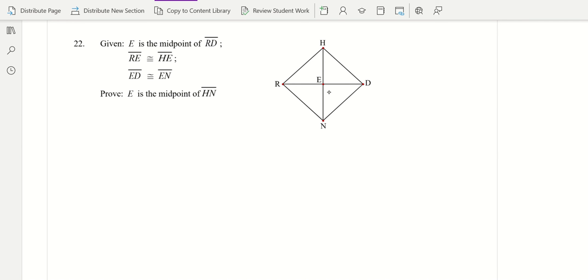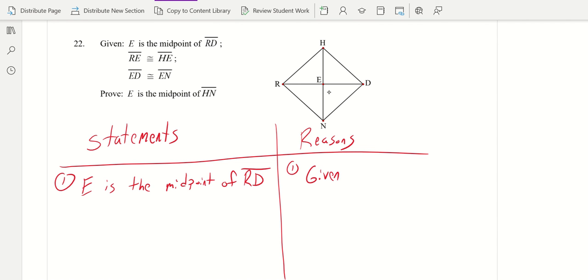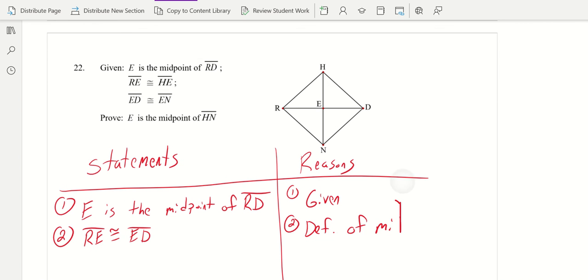Okay, so first off, let's get it going here. Statements and reasons. Number 1, E is the midpoint of RD. That's given. What does it mean for E to be the midpoint? Well, it means that RE is congruent to ED. That's going to be the definition of midpoint.